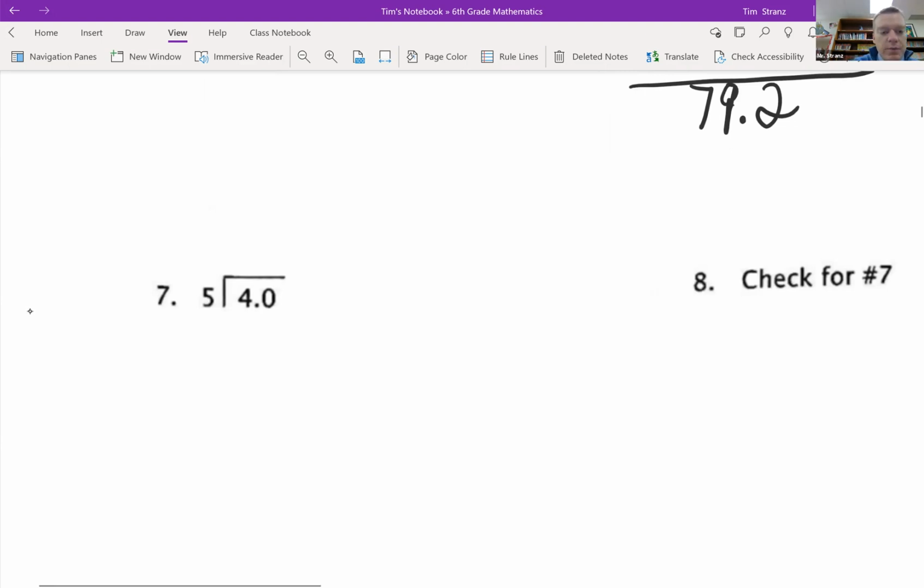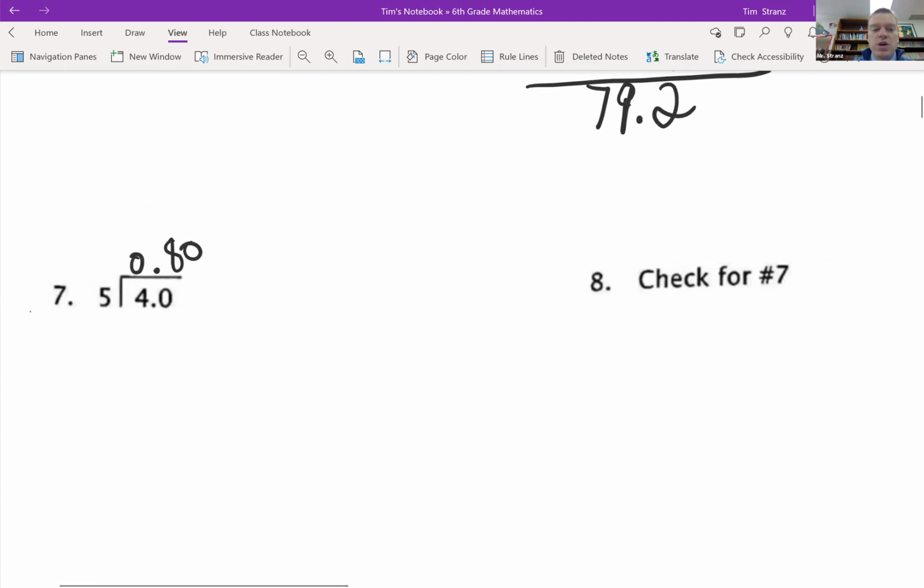Over here, I'm going to put my decimal where it's supposed to go. 5 goes into 4 0 times, but it goes into 48 times, and our answer is 8 tenths, right? Just like we did with manipulatives. So I'm going to check my work now.